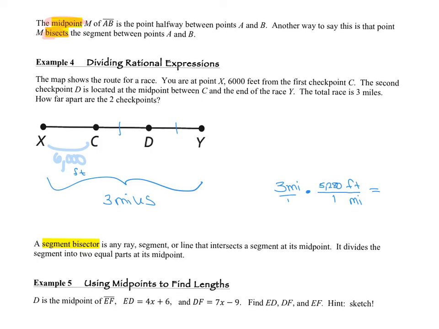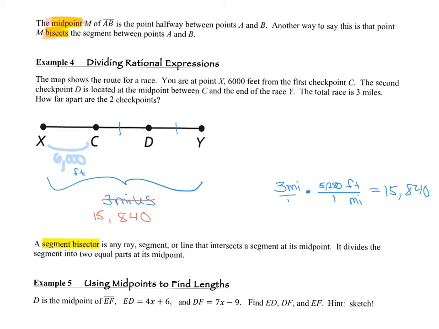So therefore, this 3 is really over 1. So I'm calculating 3 times 5,280, which is 15,840. So if that's easier, I can just change this to 15,840.